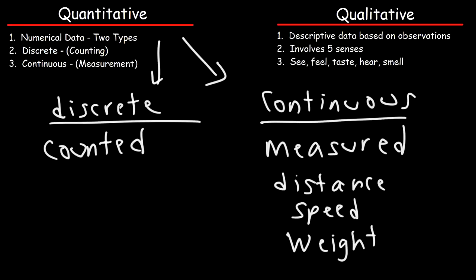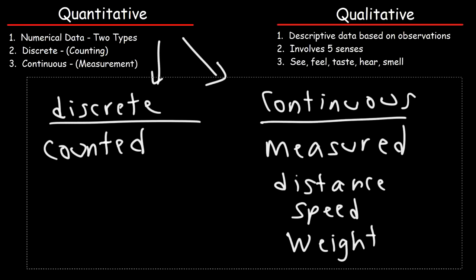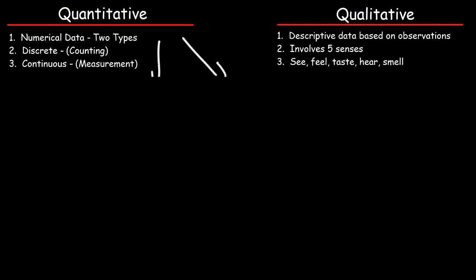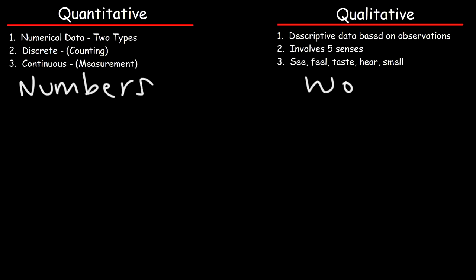Now let's move on into qualitative data. Qualitative data is basically descriptive data based on observations. And you use words to describe this data, not numbers. And that's a key difference between quantitative and qualitative data. Quantitative data use numbers. Qualitative data use words.